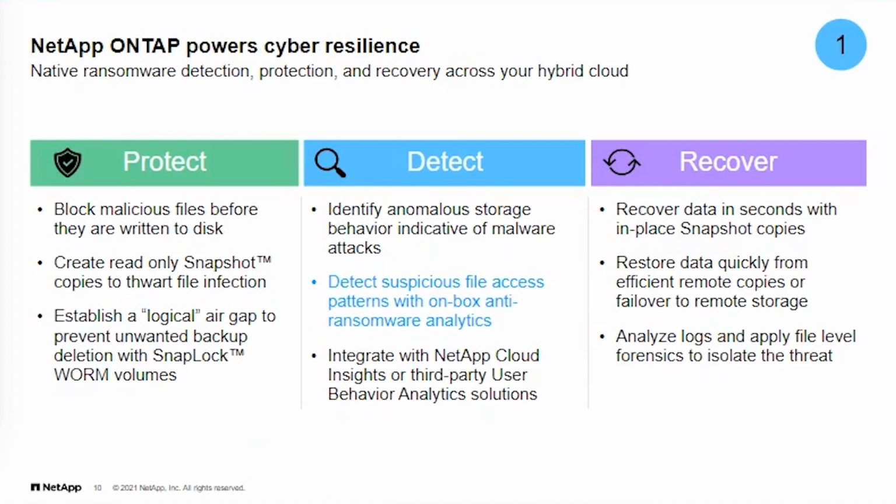Starting with ONTAP. ONTAP is our flagship storage management software, and it offers a number of capabilities to help you protect your data, detect threats, and recover from the attacks that may hit your data. First and foremost, ONTAP allows you to block malicious files before they're even written to disk. We have a capability called FPolicy, which looks at file access behavior. You can set up screening for files, so you can look at file extensions that you know are dangerous and block those from ever being written to disk, as well as see files that you know are safe and screen for those. And so it provides that level of screening of the file system before it actually impacts your data.